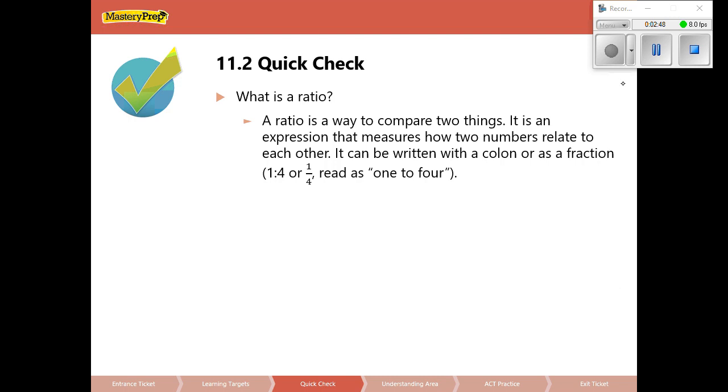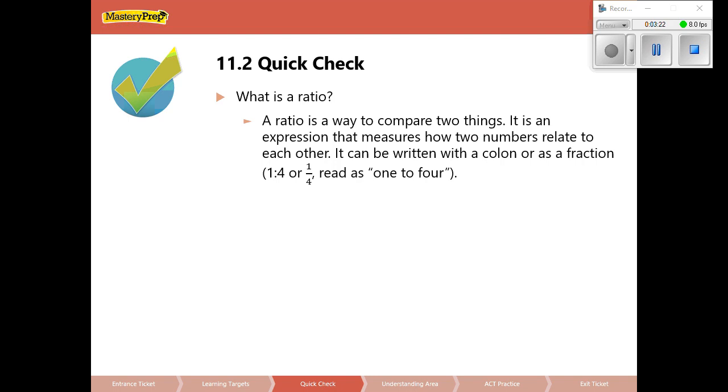Now, a ratio is one way to compare two numbers. Compare two things. It's an expression that measures how two numbers relate to each other. It can be written with a colon or as a fraction. So we can say 1 to 4, or 1/4. And this is really just the same as kind of 25%. So for every one of one thing, we have 4 of another.